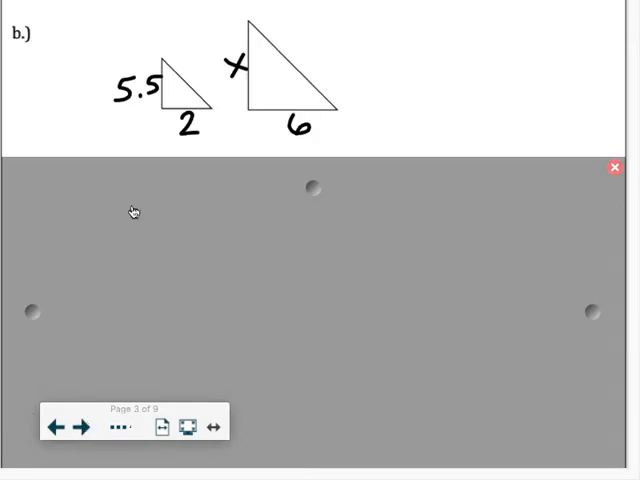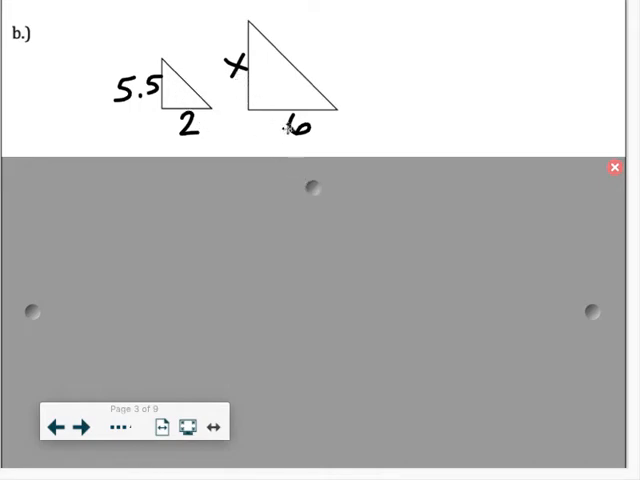On example B, let's say now we have a person that's 5.5 feet tall. We have a tree here. We do not know how tall it is. There's a 2 foot shadow and a 6 foot shadow. Again, these two triangles would be similar by the angle shortcut. Let's set up a proportion to solve.